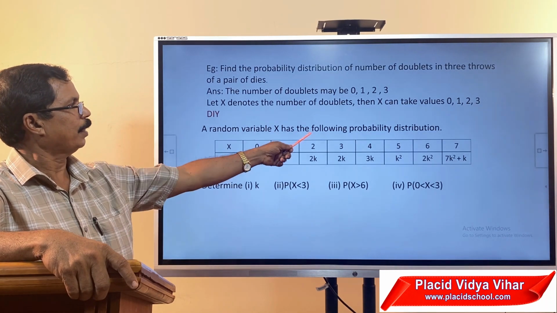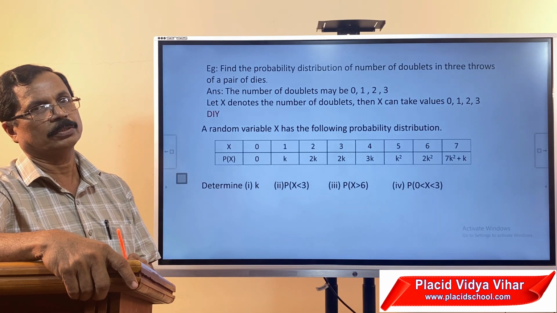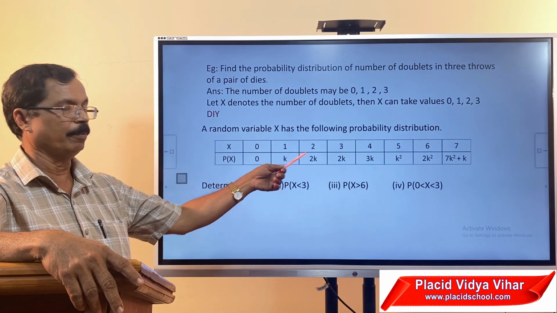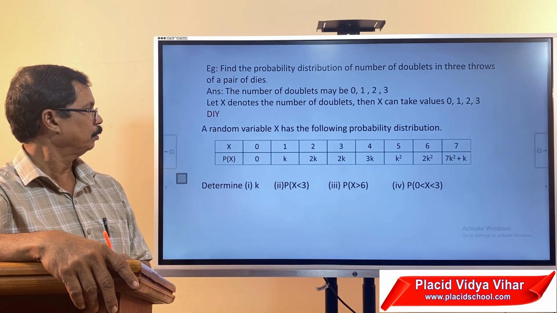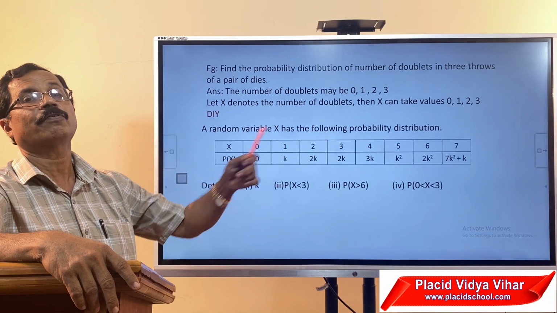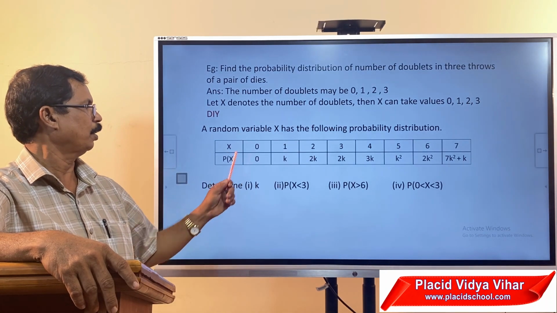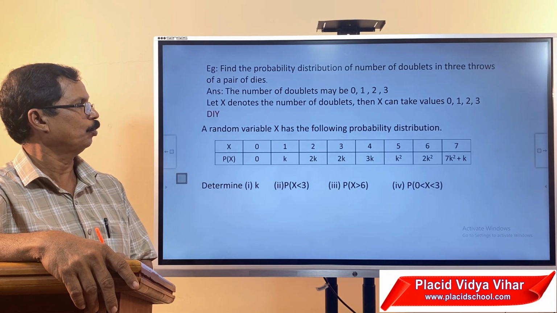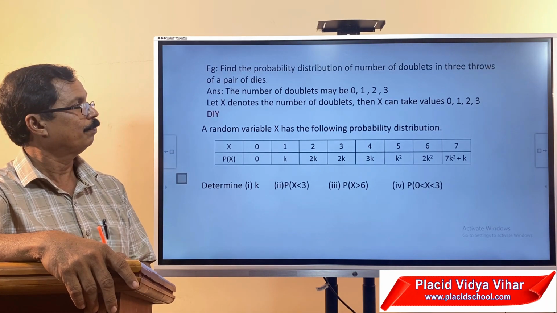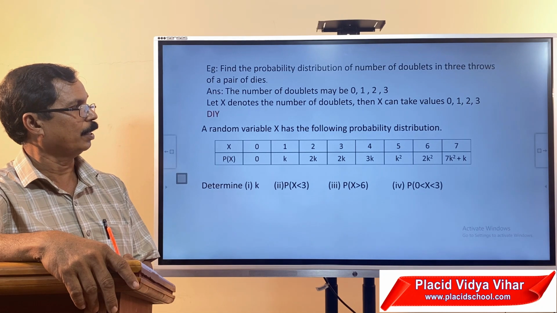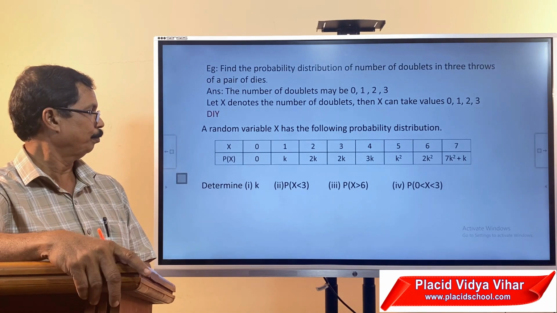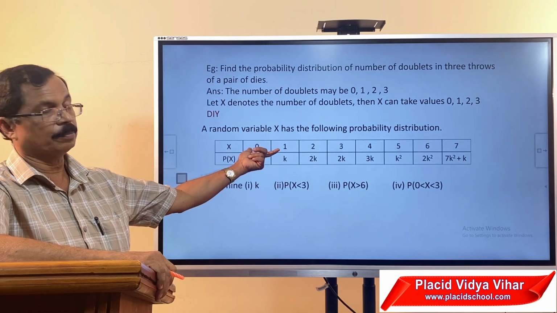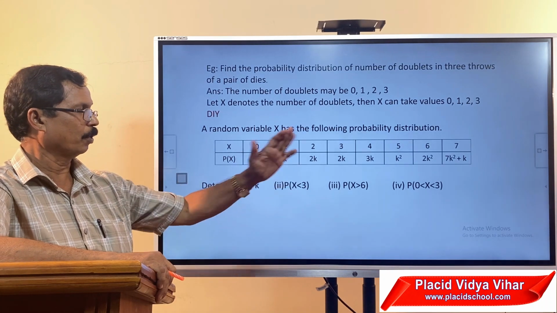And one more question. A random variable x has the following probability distribution, given as a table. x can take values 0, 1, 2, 3, 4, 5, 6, 7, and p of x is given in terms of k. For 0 it is 0, for 1 it is k, then 2k, for 3 it is 2k, then 3k, for 5 it is k square, for 6 it is 2k square, and for 7 it is 7k square plus k. Now based on this probability distribution, there are 4 questions.